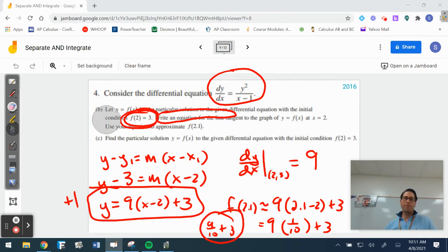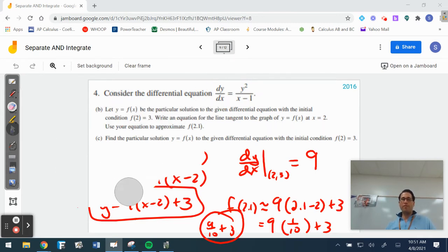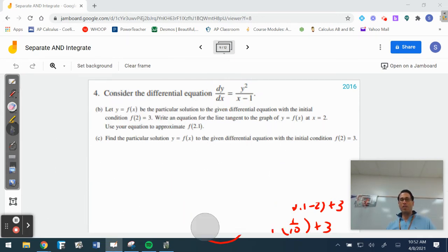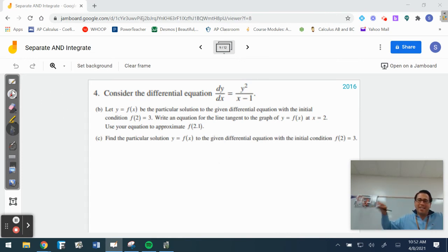So you got 1 point for the tangent line, 1 point for the approximation, but now let's get after it, right? Now we have to do the most important part, which is do the separate and integrate, right? And how do I know it? This word particular solution is a dead giveaway. All right, so let's separate.